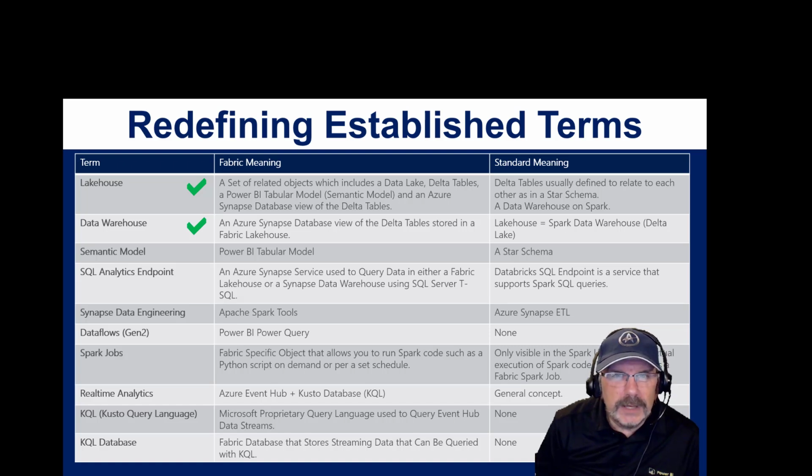When using the SQL Analytics view, it's a view, but if you're creating a data warehouse, you're actually creating a completely separate copy of data to be held in your Synapse warehouse, but it will store it in delta format. The semantic model. This is a Power BI tabular model. Standard meaning, when I hear the word semantic model, is just a star schema.